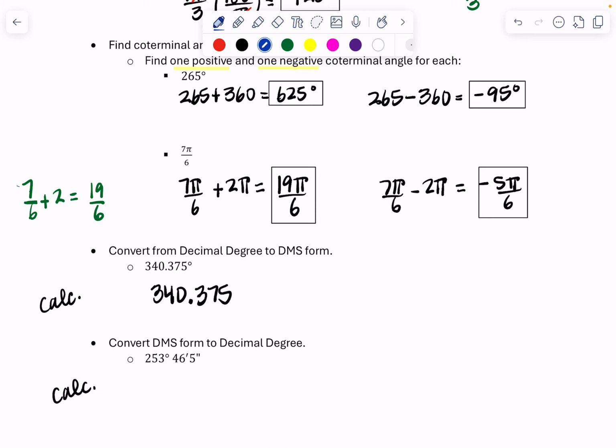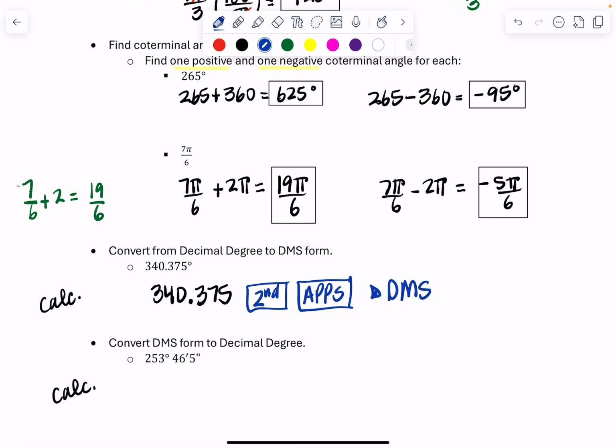And then the key you would hit, you know what, let me look at that right quick and make sure I'm telling you the same thing. It's second apps. So the key would be the second button, and then apps. And then you tab down to the fourth one where it has a little thing that says DMS, okay? And then you hit enter there, or equals, after you get it in there.